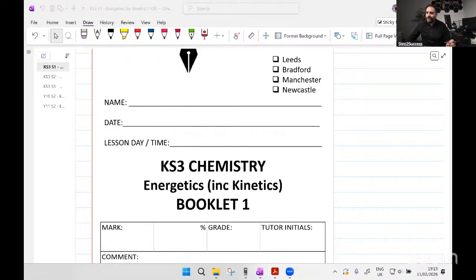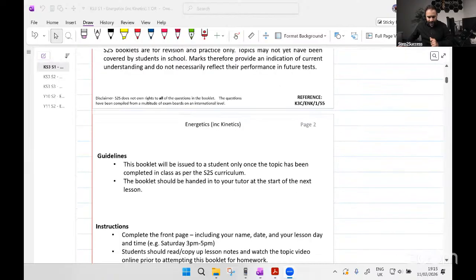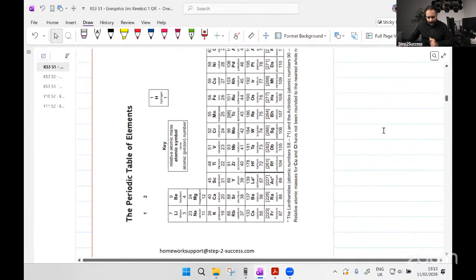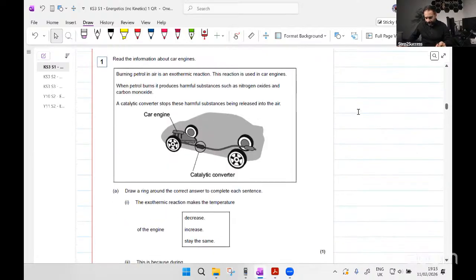Well, yes, I will start with the year seven booklet, which I think will repeat a lot of questions across the three booklets. It's quite a difficult topic, this, so I'm going to be as helpful as I can be with regards to this one. So let's talk about some of these questions. Right. Read the information.